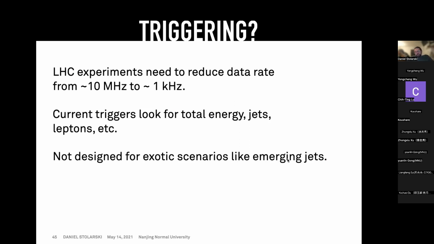And so the triggers, they look for things that are high energy. So a lot of energy, a lot of jets, leptons, etc. And they're definitely not designed to look for emerging jets. And this is important, right? Because the trigger throws away the events that it doesn't find interesting. And once the events are thrown away, they're gone forever. So if you're not triggering on your new physics, you cannot discover it.